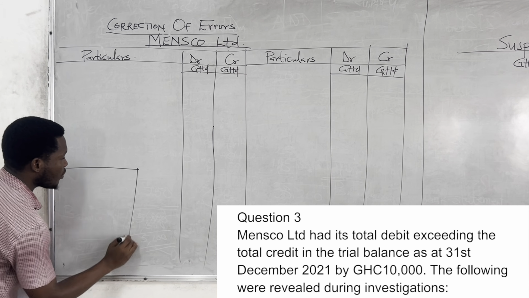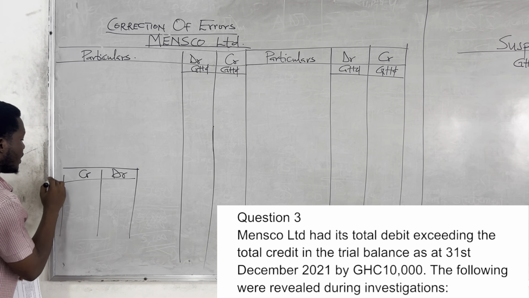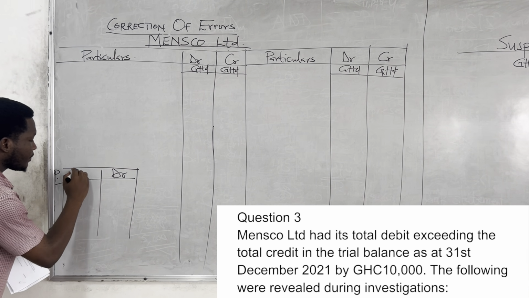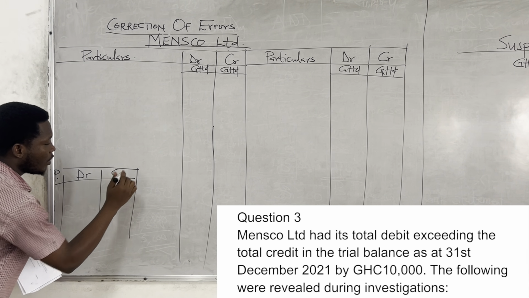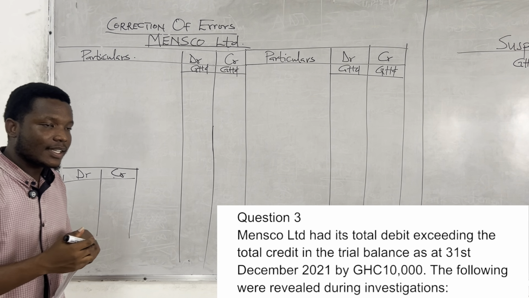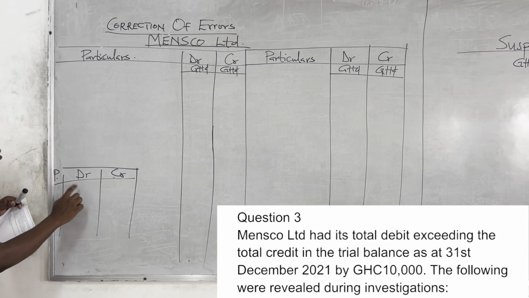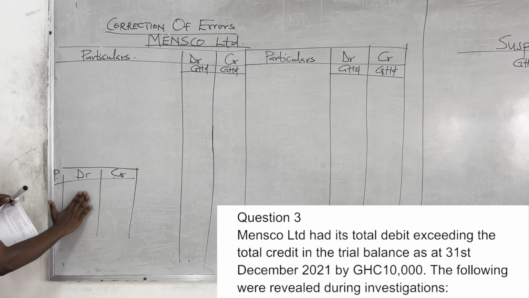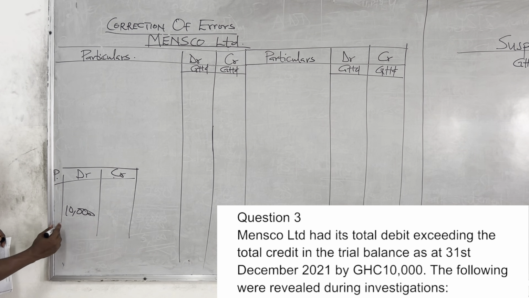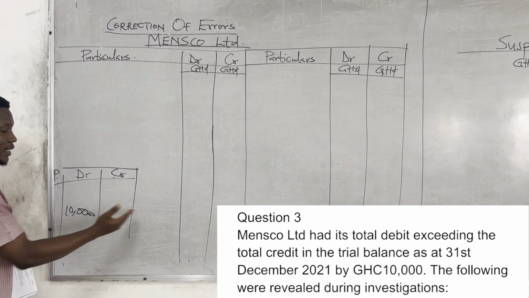So we have our trial balance like this. So that one too, we have our debits, credits, and we have our particulars. And we are saying that the total debit exceeded the total credit in the trial balance by 10,000 Ghana cedis. So it means the total debit here exceeded. So we're having 10,000 difference here. So this is the meaning of the English: the total debit exceeding the total credit balance.